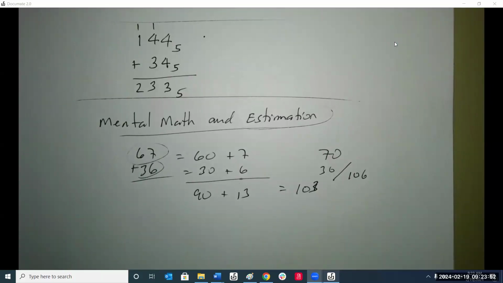All right. So that does it for that section. And we're going to do subtraction, multiplication, and division later on, next time.